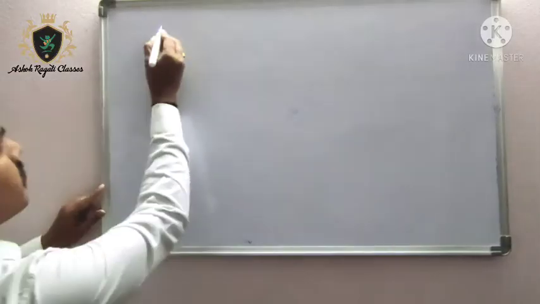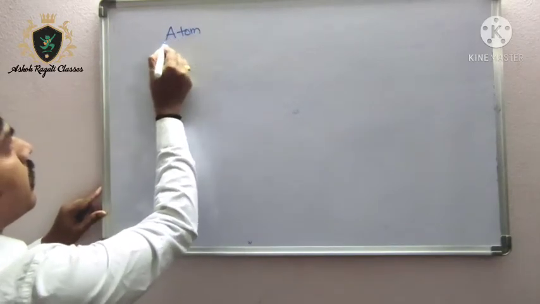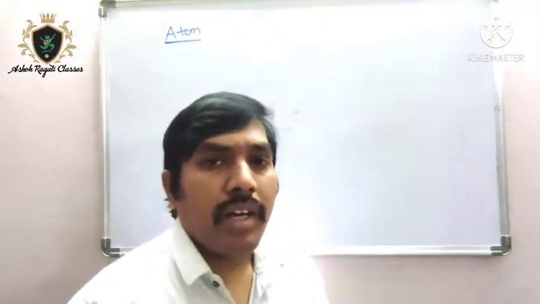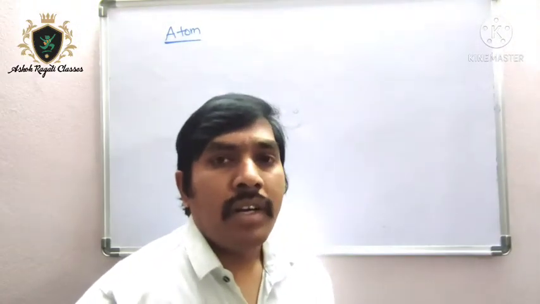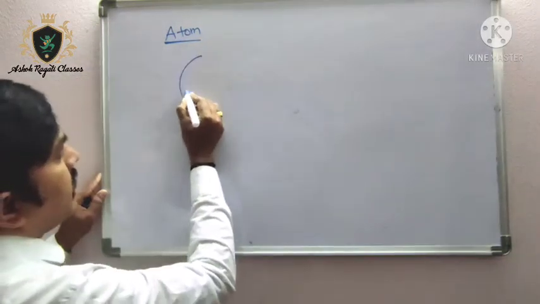The name atom is coming from the Greek word. The meaning of atom is that which can't be divided into further smaller parts, means it is indivisible. Atom is indivisible. Atom is the smallest part of a matter or the basic building block of a matter. Okay, so this is atom.